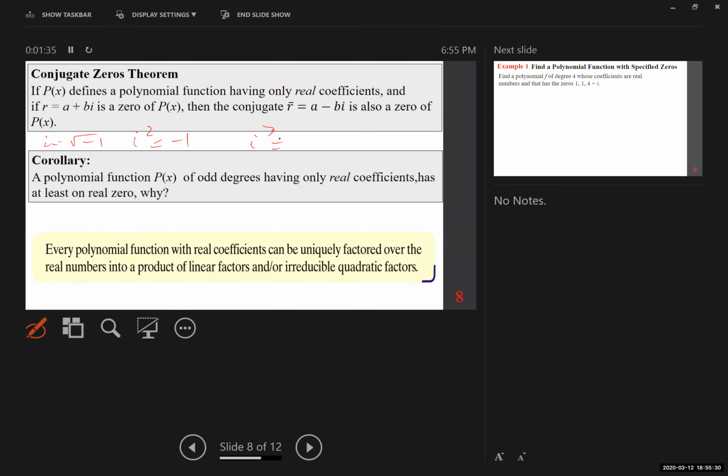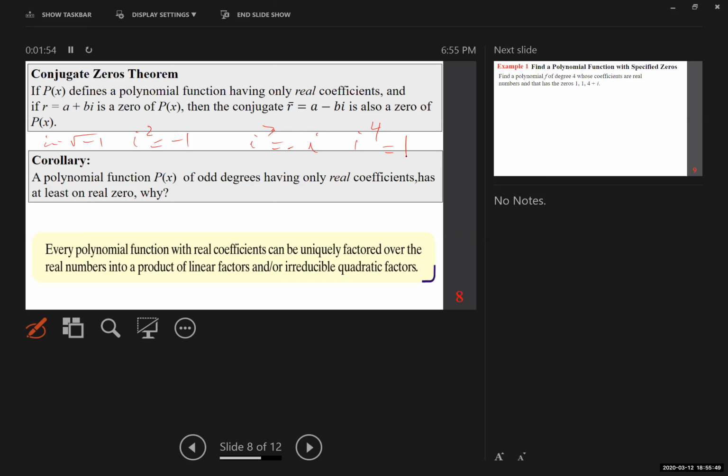It's -i. Why is that? Because i cubed is i times i squared. Am I right? Do you see it's -i? Yes or no? What is i to the power of 4? That is 1. Does that make sense?